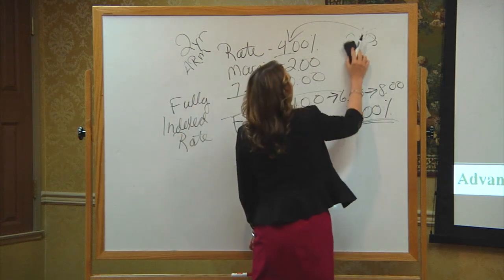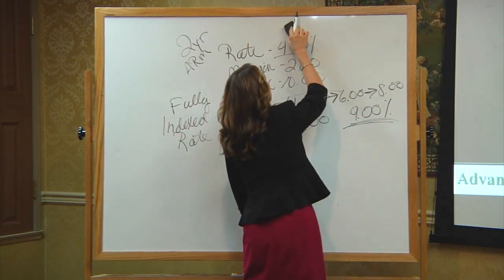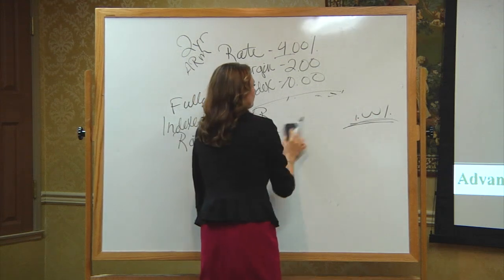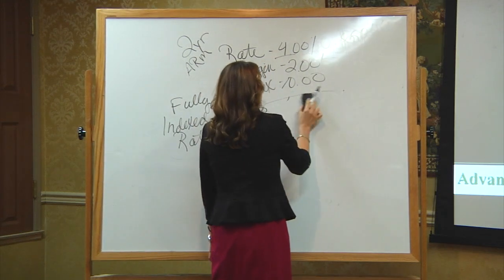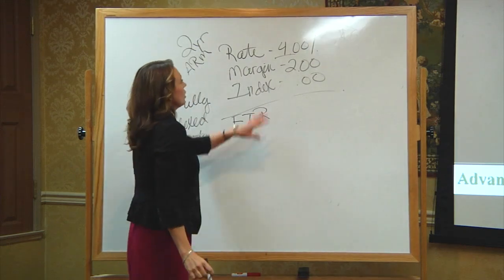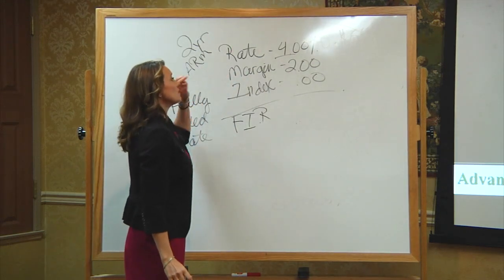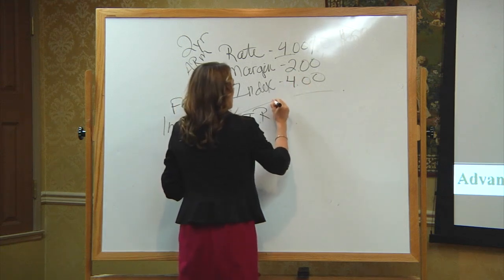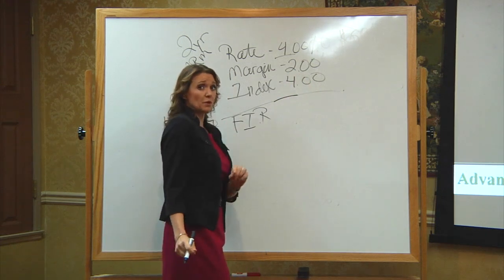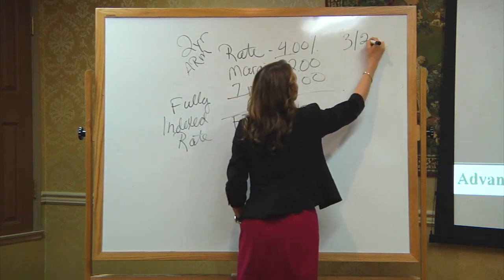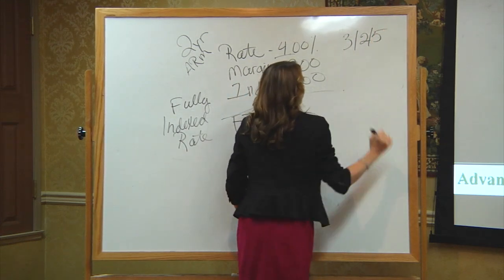Now, there's one other way that you might see this, and it's a 3-part cap. So all the same rules apply. We'll do similar numbers. Rate of 4% for 2 years, your margin is 2. Let's say your index is 4, okay? In this example, you've got a 3-part cap. Let's say it's 3, 2, and 5, okay?